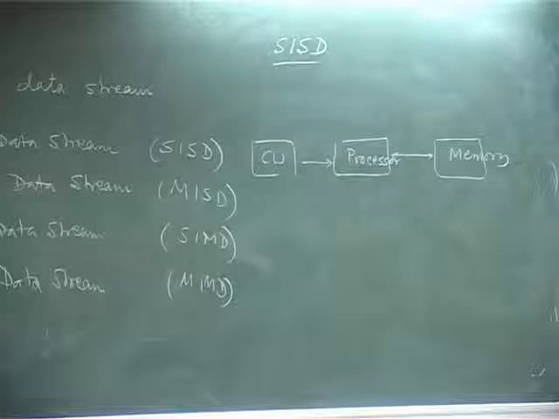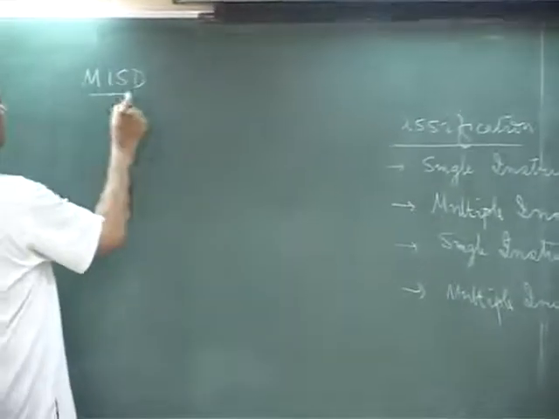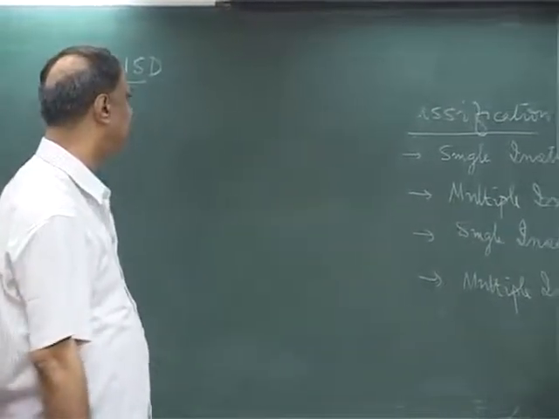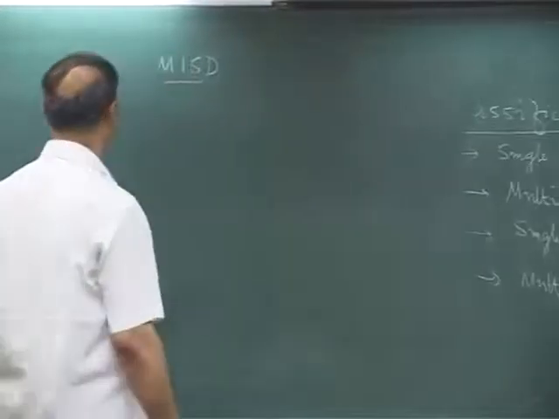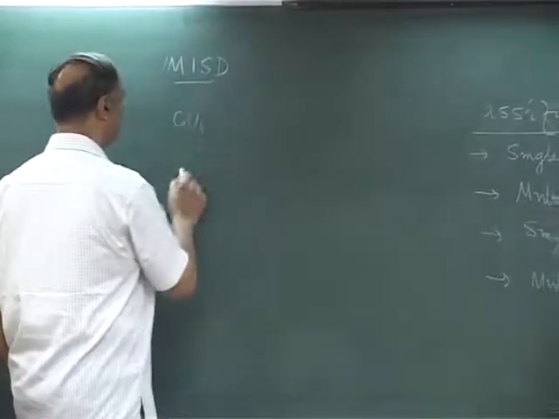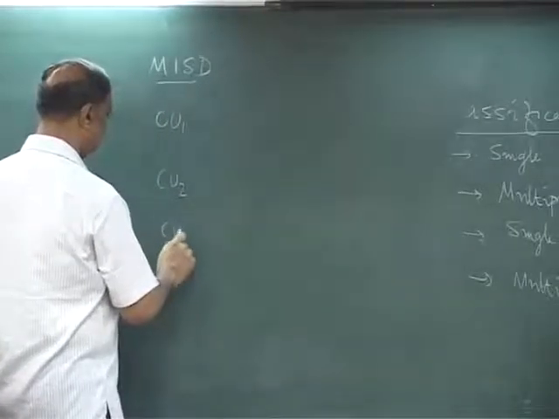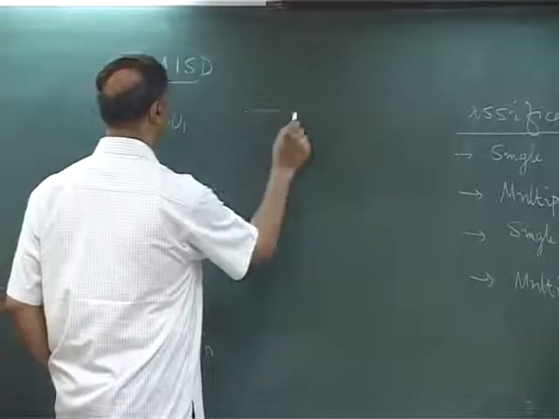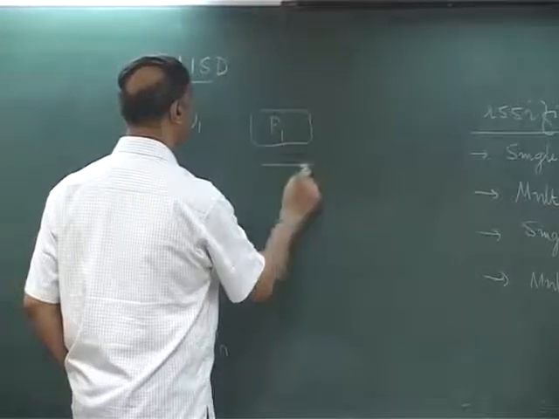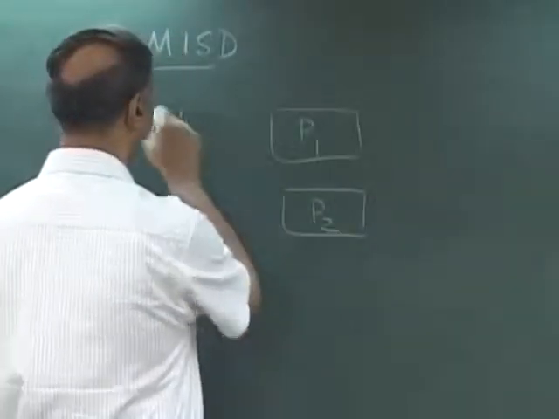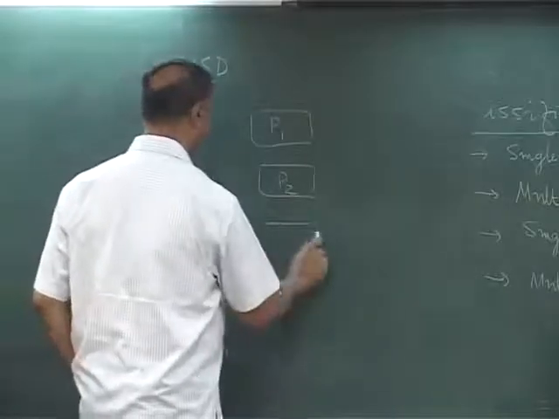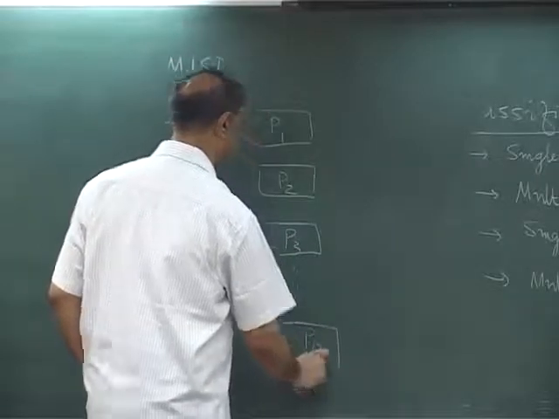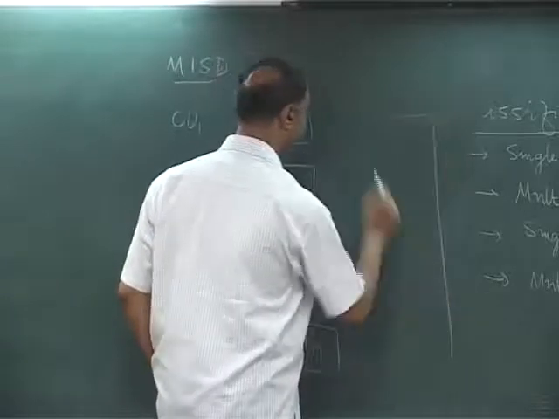Now let us discuss MISD. Here you have several control units, C1, C2, C3, Cn, and you have processor P1 attached to control unit 1, P2 to control unit 2, and then you have P3 and Pn, and you have memory.